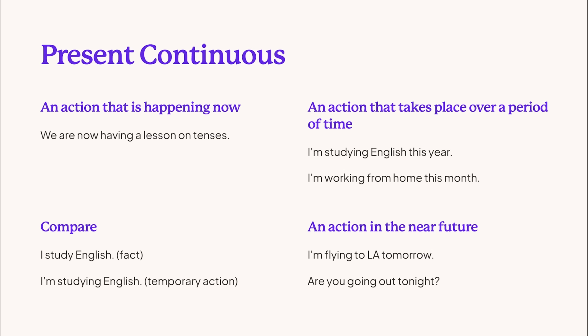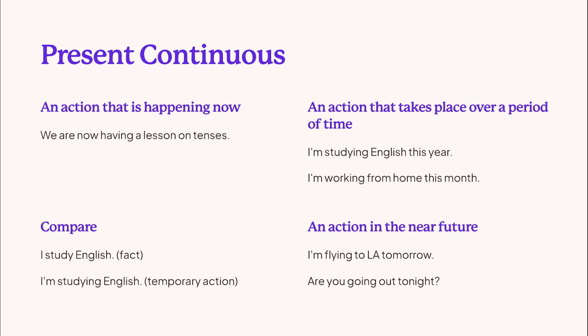Compare these two sentences. I study English. That's a fact about me. Maybe I love English and plan to study it all my life. I'm studying English. It's a temporary action. I'm only studying it for a period of time.